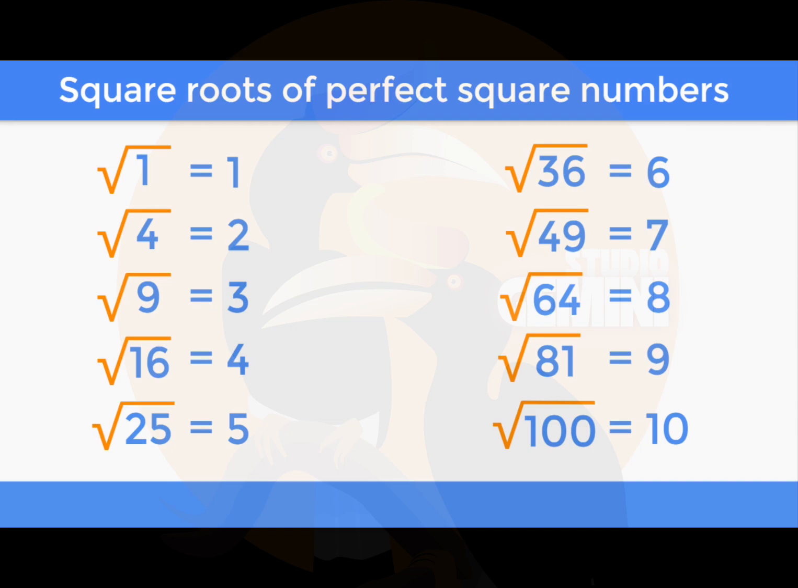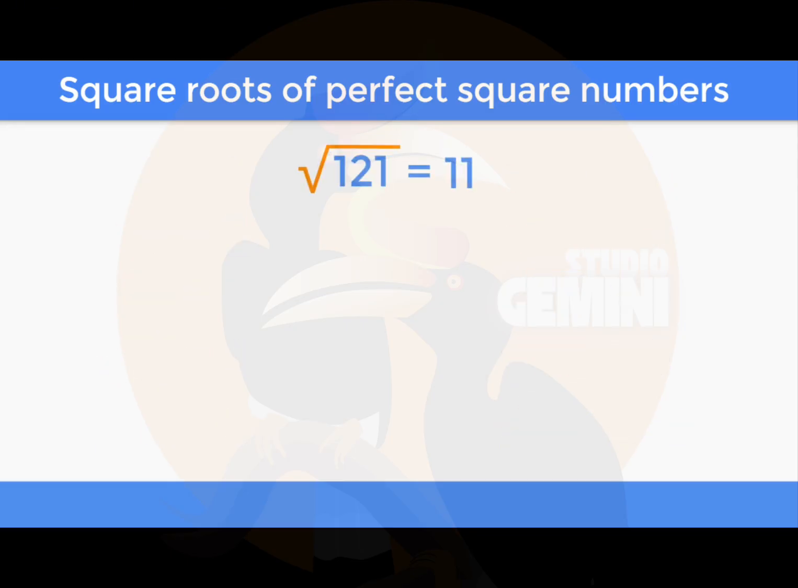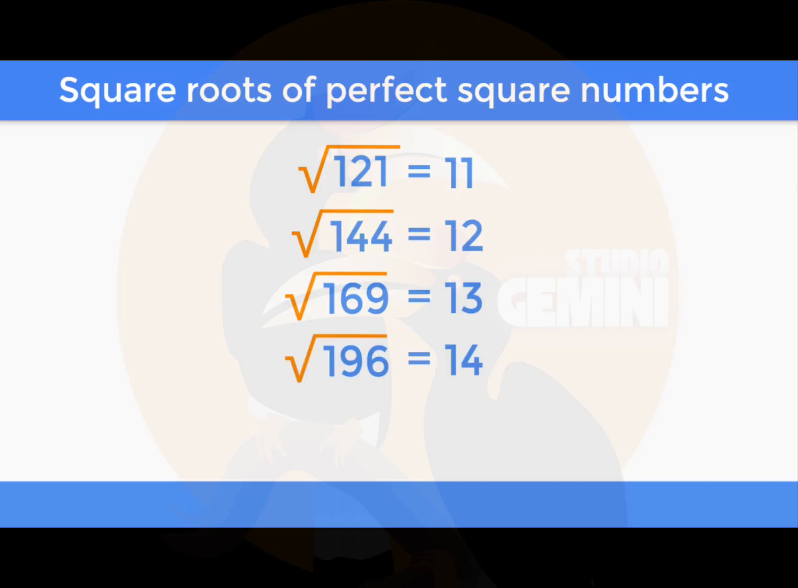Here are the square roots of the first 10 perfect square numbers, which you will want to become familiar with. These probably look familiar from multiplication facts, like 8 times 8 equals 64, so the square root of 64 is 8. It is helpful to get familiar with the next few perfect squares too, like the square root of 121 is 11, the square root of 144 is 12, the square root of 169 is 13, the square root of 196 is 14, and the square root of 225 is 15.